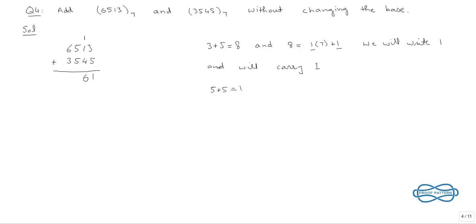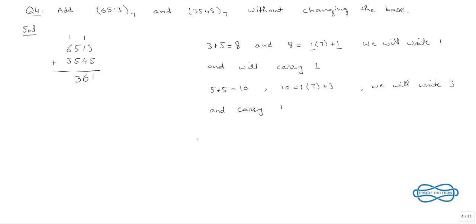and whenever we will add 5 plus 5 we will get 10, and 10 is greater than 7 and we have base 7, so 10 can be written as 1 time 7 plus 3. So we will write 3 and carry 1. So it is 3 here and we have carried 1.